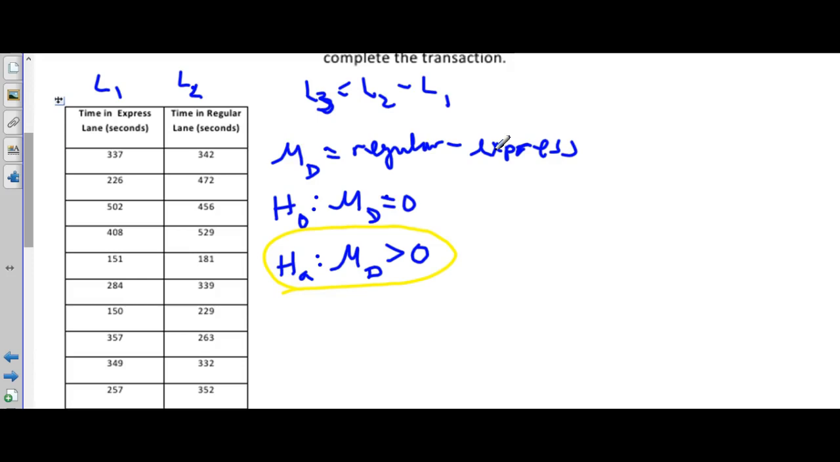So did we have randomness met? Yes, we definitely did. We saw that above. So there was 15 randomly selected times, plus I also had random assignment to who went into which lanes. But we have 15 randomly selected times.